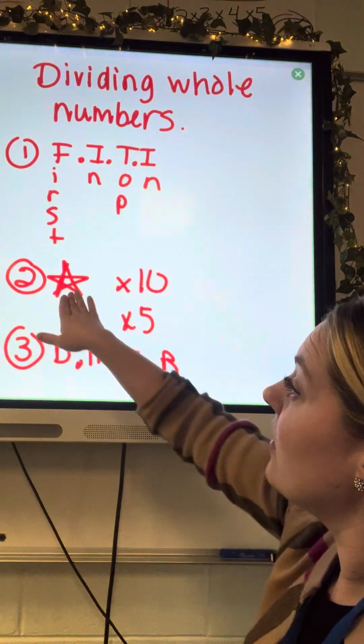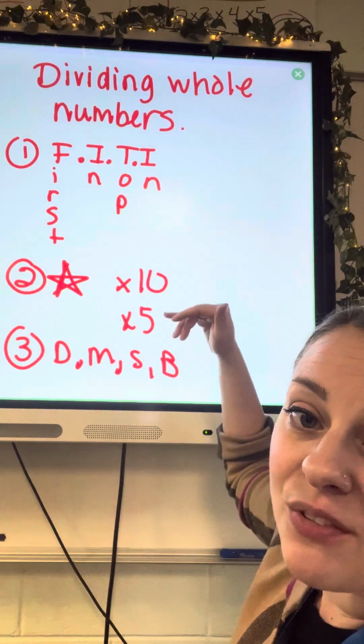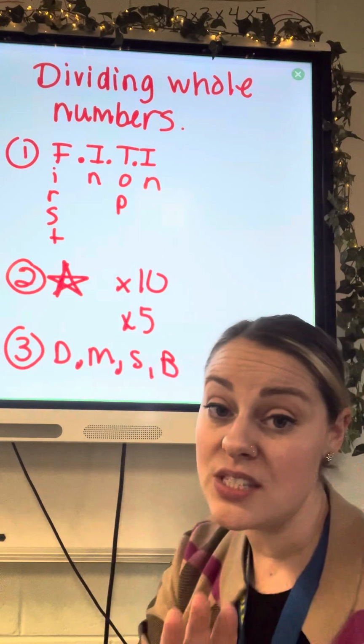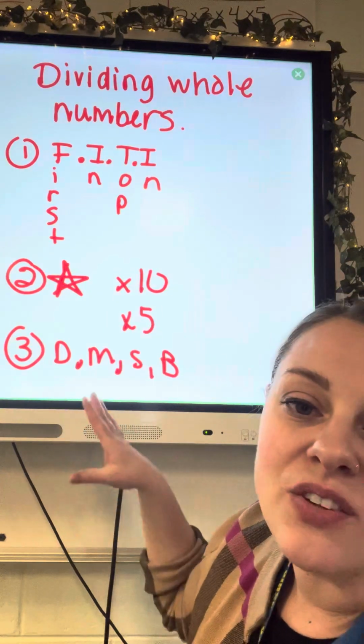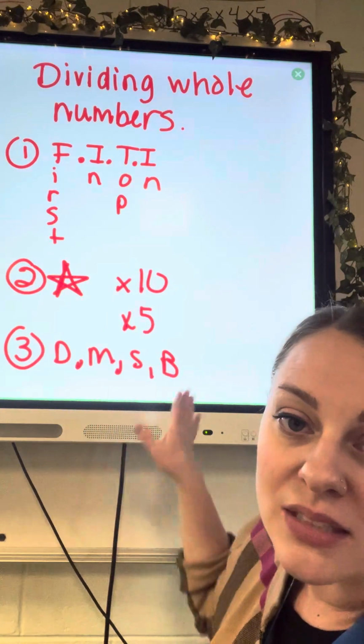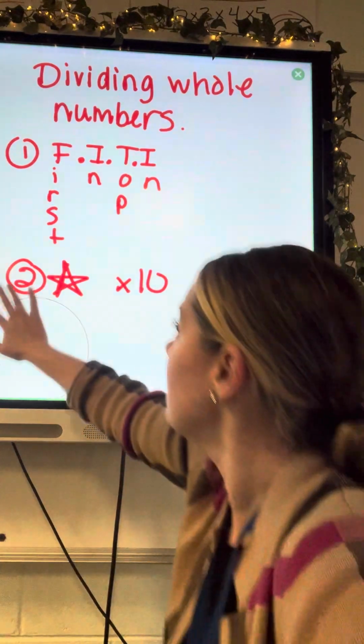My math hack, that star, is I take that outside number and multiply it by 10 and 5. It'll really help me, and you'll see when we do the problem. And then step 3, DMSB, that means divide, multiply, subtract, bring down, repeat. So here we go. Let's start it off.